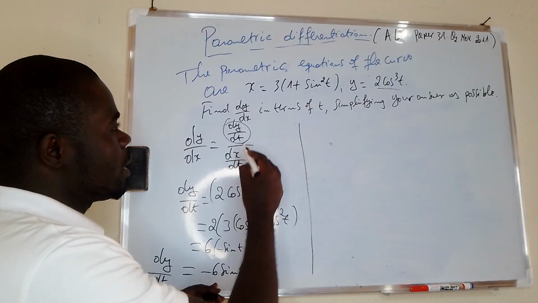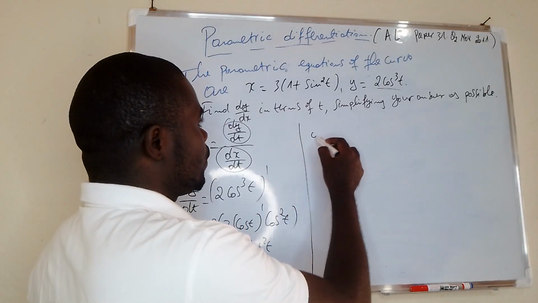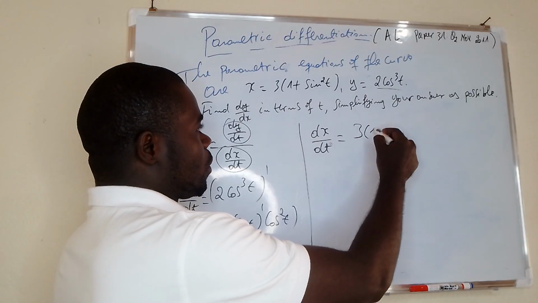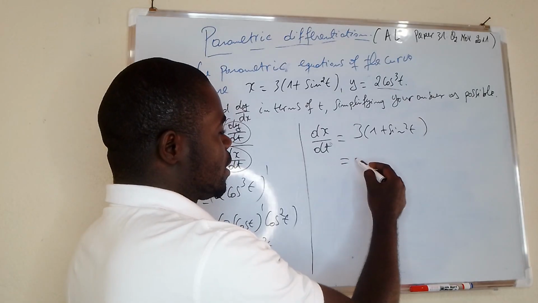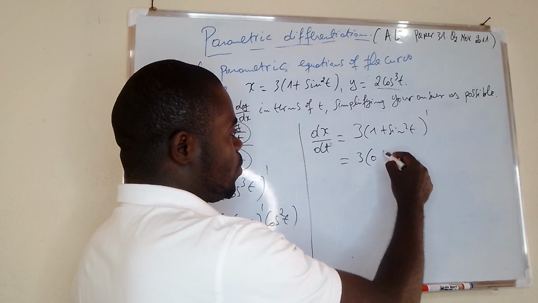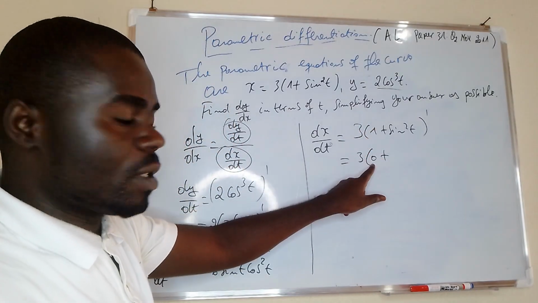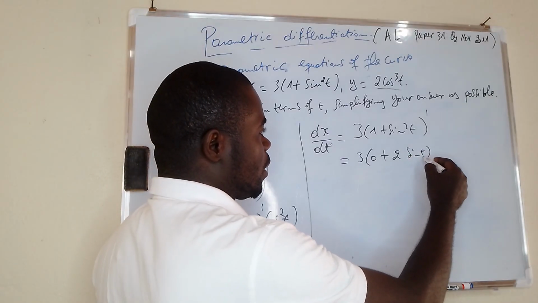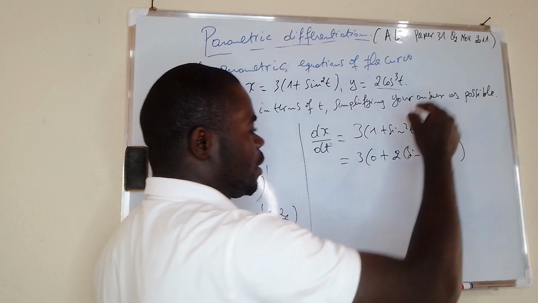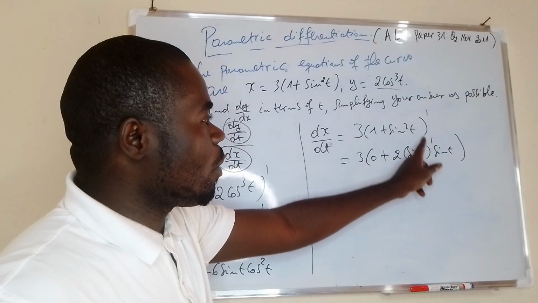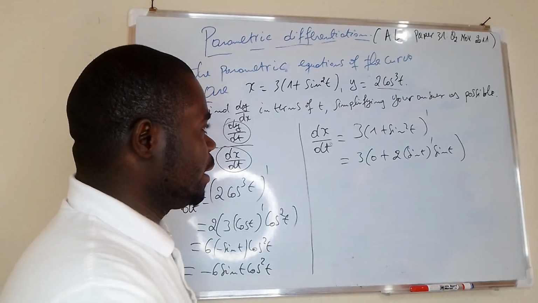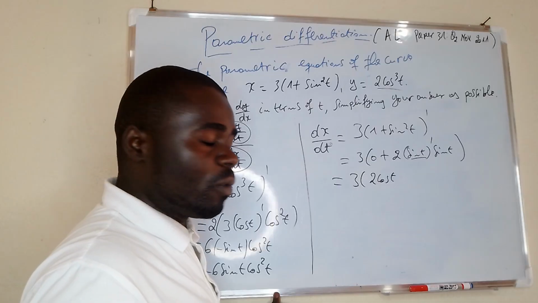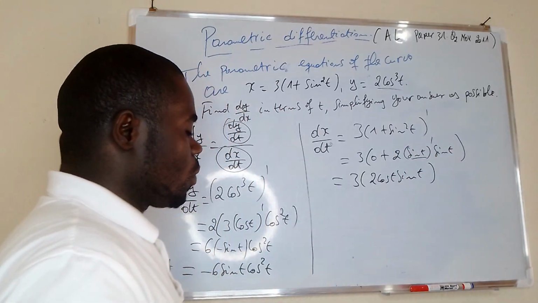Then we go to find dx/dt. dx/dt is given by the derivative of 3 times (1 plus sine squared of t). So this is 3 times the derivative: 0 plus the derivative of sine squared t. The derivative of 1 is 0. We drop the 2, then differentiate sine of t, and subtract 1 from the power, so we remain with 1. This is equal to 3 times 2, and the derivative of sine is cosine of t, which is positive, times sine of t.